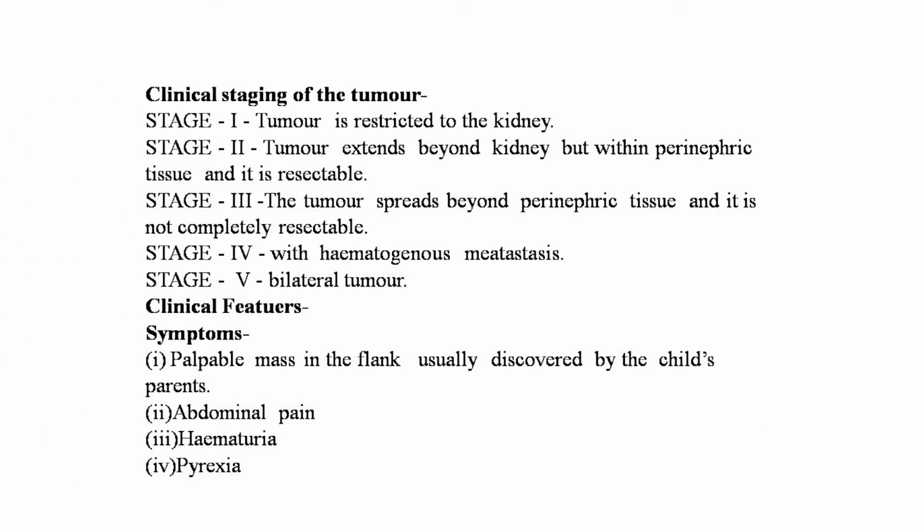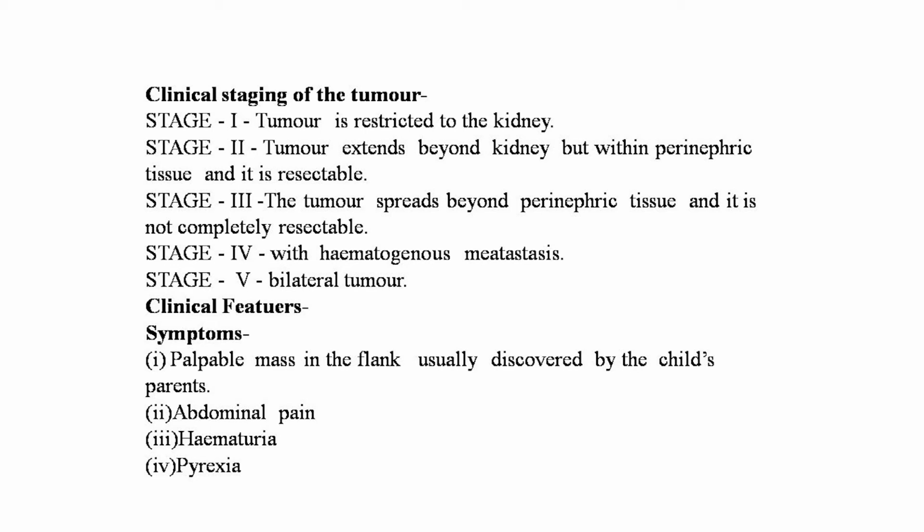Stage first, tumor is restricted to the kidney. Stage second, tumor extends beyond the kidney but within the perinephric tissues and it is resectable. Stage third, the tumor spreads beyond the perinephric tissue and is not completely resectable. Stage fourth, with hematogenous metastasis. Stage fifth is the bilateral tumor.